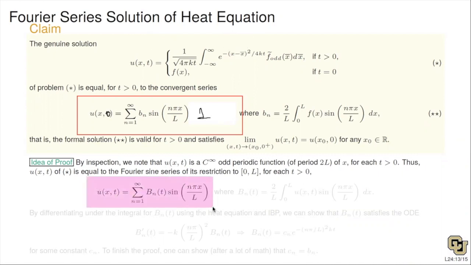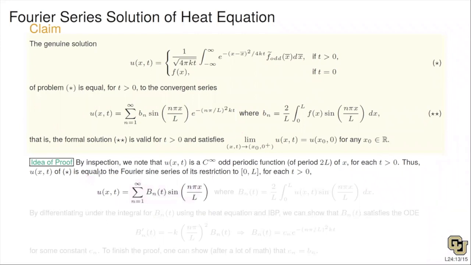We're going to start by assuming that u of x,t has this type of expansion. And so presumably now I want to find B_n of t, and more than that, what I would like to show is that B_n of t equals this function here, e to the negative n pi over L squared kt times B sub n. That's what we would like to show.